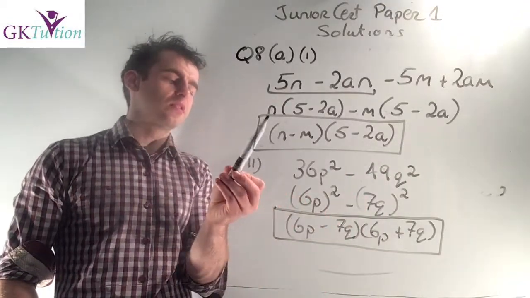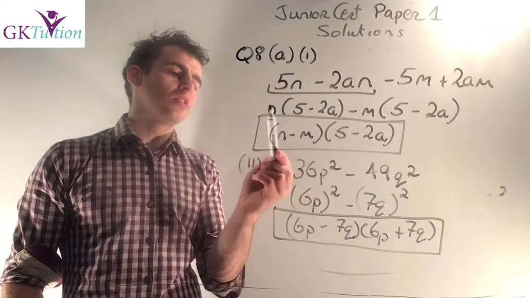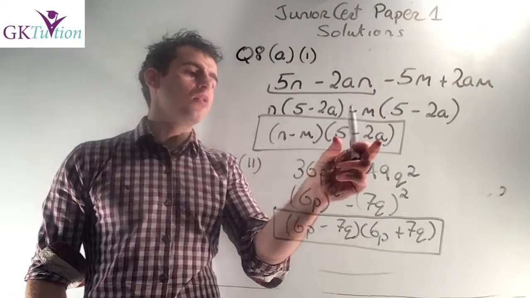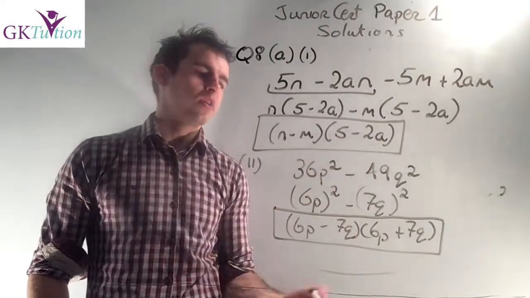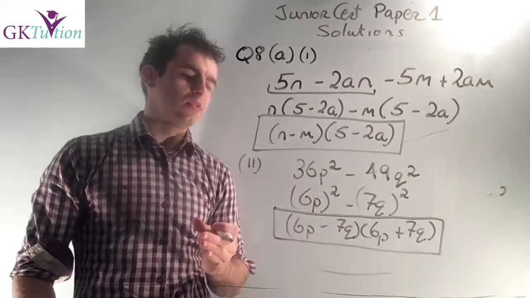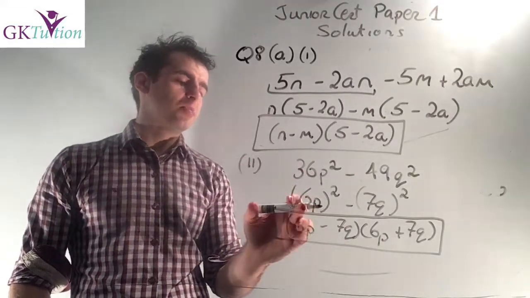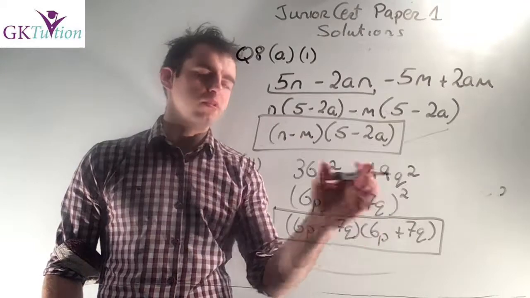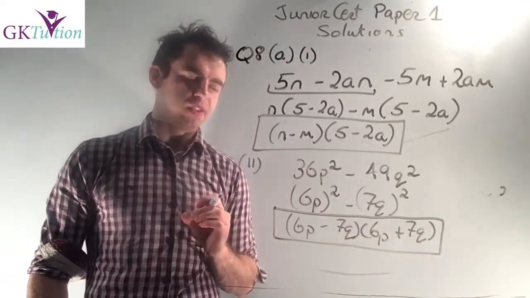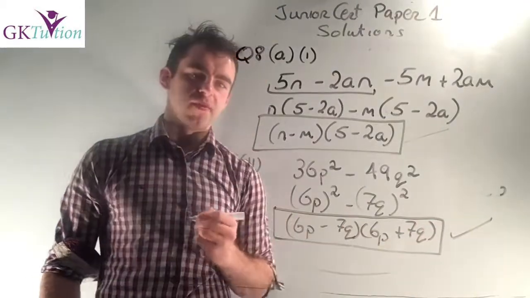Your final answer you have to write, you take the 2 things that are outside the bracket, n minus m, and you write that as one bracket, and then the other bracket is 5 minus 2a. So your final answer there is just that. The second one was the difference of 2 squares. You could view that as 6p to be squared, you could view that as 7q to be squared. The factors are 6p minus 7q times 6p plus 7q. And that's your final answer for that one.